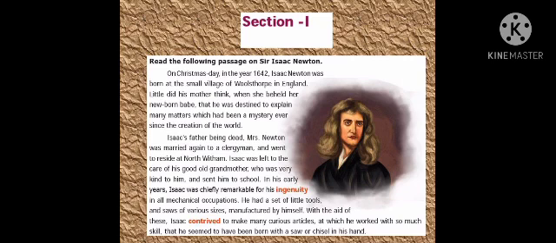Isaac's father being dead, Mrs. Newton was married again to a clergyman and went to reside at North with him. Isaac was left to the care of his good old grandmother, who was very kind to him and sent him to school. In his early years, Isaac was chiefly remarkable for his ingenuity in all mechanical occupations. He had a set of little tools and saws of various sizes manufactured by himself. With the aid of this, Isaac contrived to make many curious articles at which he worked with so much skill that he seemed to have been born with a saw or chisel in his hand.